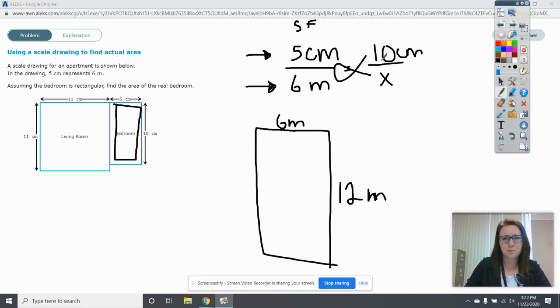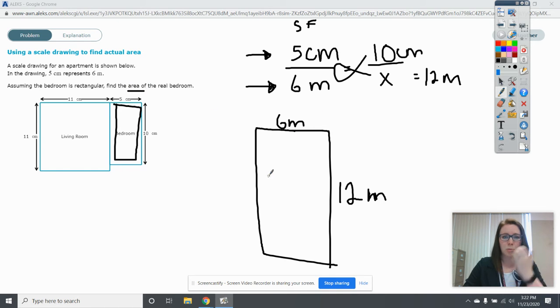So when we solve, 10 times 6 is 60, divide by 5 is 12. So that's why this is 12 meters. And so 12 meters here. Now we're not actually done. It didn't just ask what are the dimensions of the bedroom. It asked us to find the area of the real bedroom.